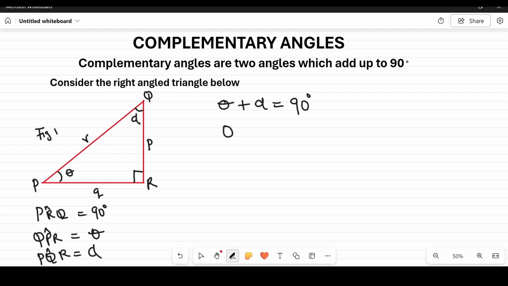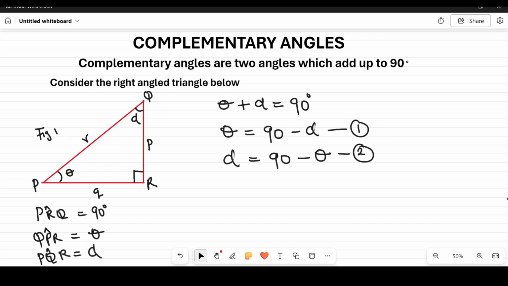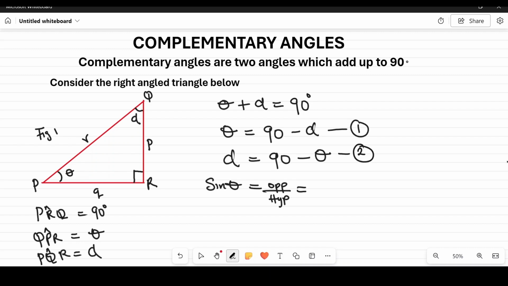So therefore, theta is equal to 90 minus alpha. Call this one equation 1. Or we have that alpha is equal to 90 degrees minus theta. Call here equation 2. From our figure, we can obtain that sine theta is equal to opposite divided by hypotenuse. And our opposite is given as P, and our hypotenuse is given as R. This is also equal to cos alpha.